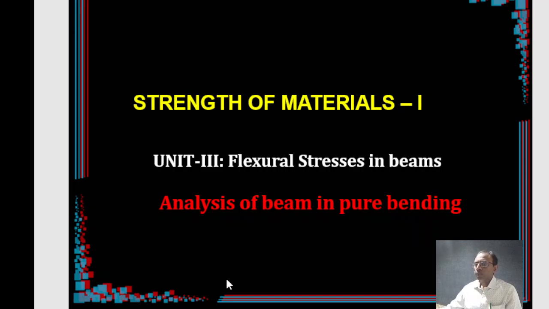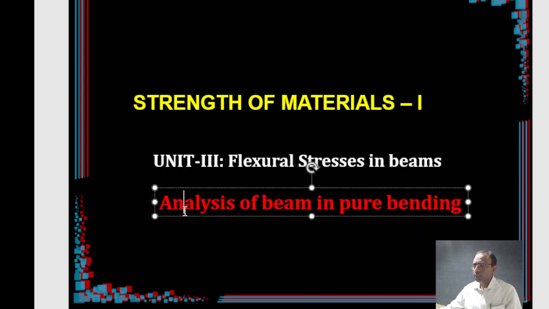Welcome to the discussion on the topic analysis of beam in pure bending. This is part of the content in Unit 3, flexural stresses in beams, right? This is part of the syllabus in the Strength of Materials 1 course. Now let's look at what we are going to learn in this.